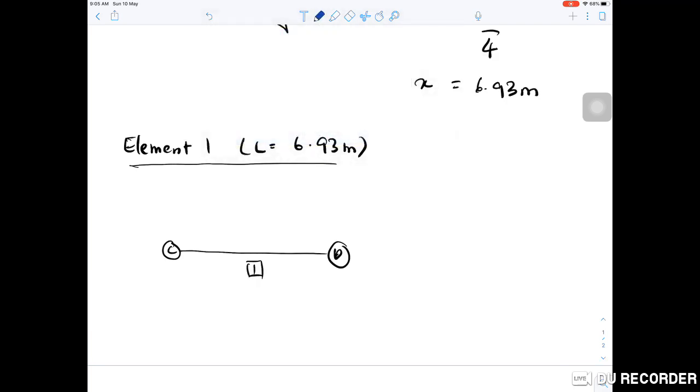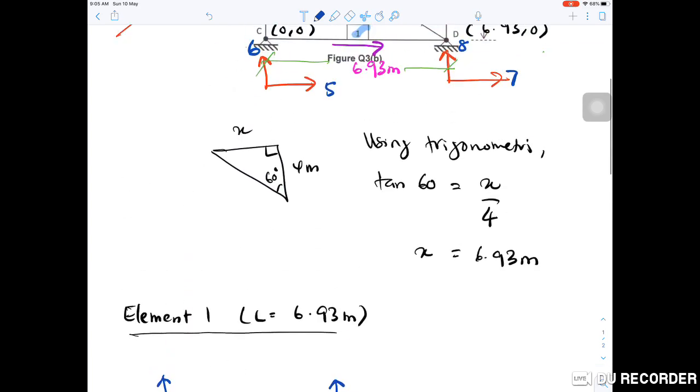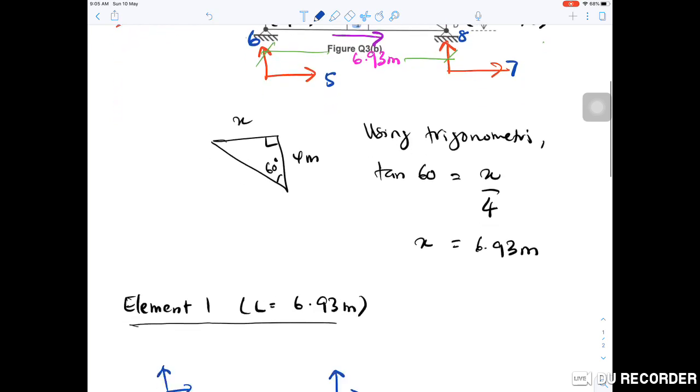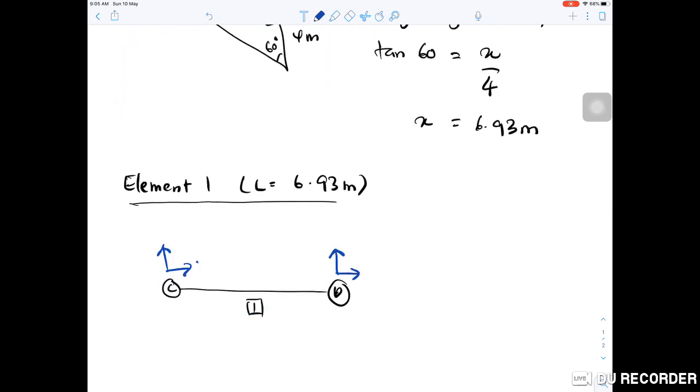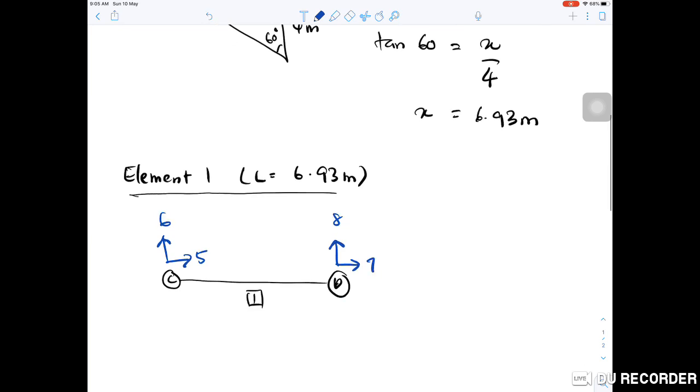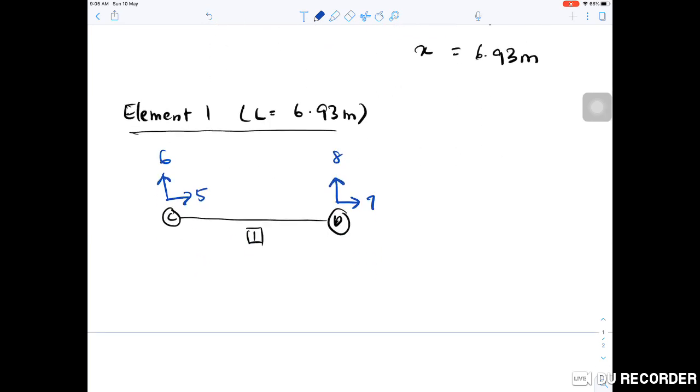Degree of freedom, okay, it is 5, 6, 7, 8. Okay, the coordinate is 0, 0 and 6.93, 0. Okay, we start with determine the Cx and Cy, or lambda x and lambda y.